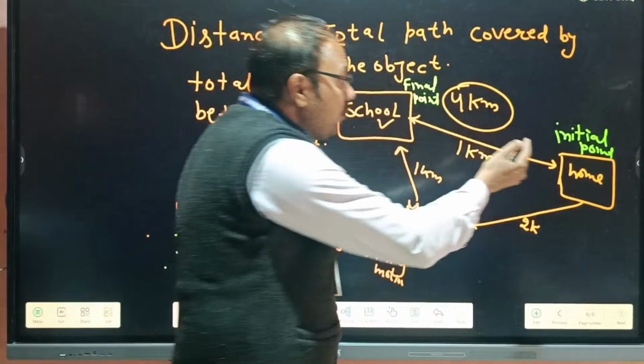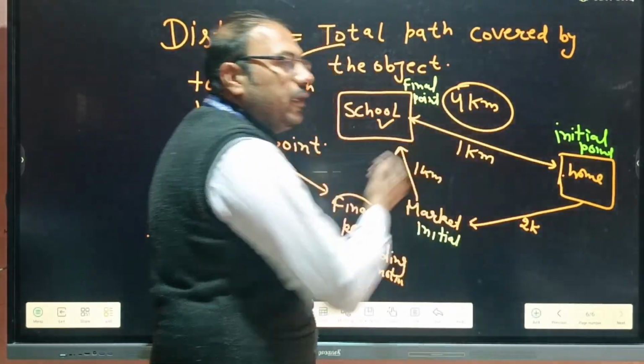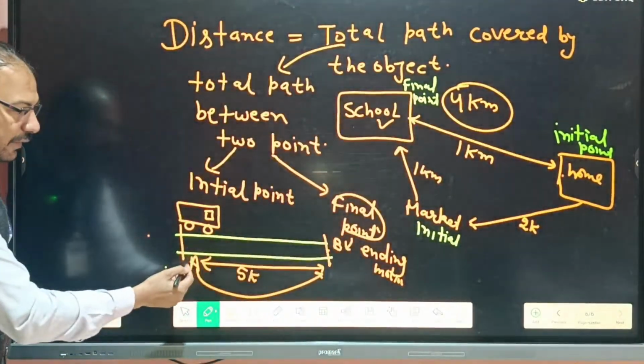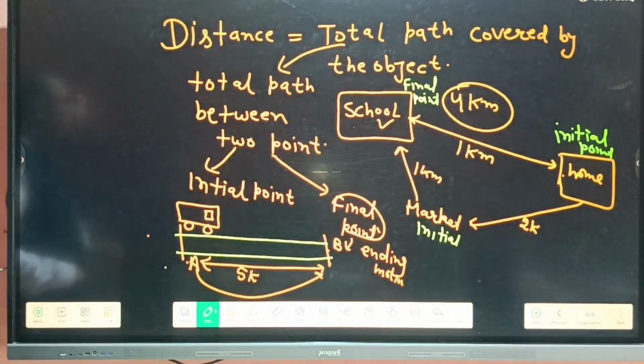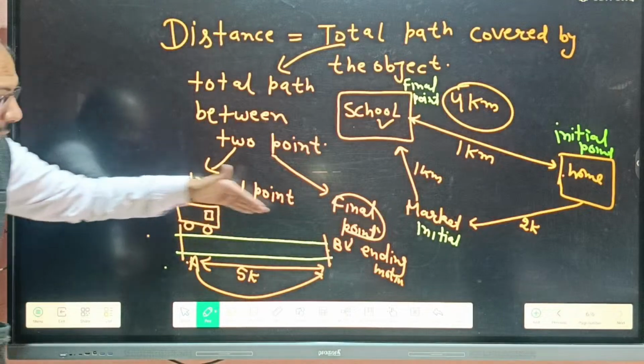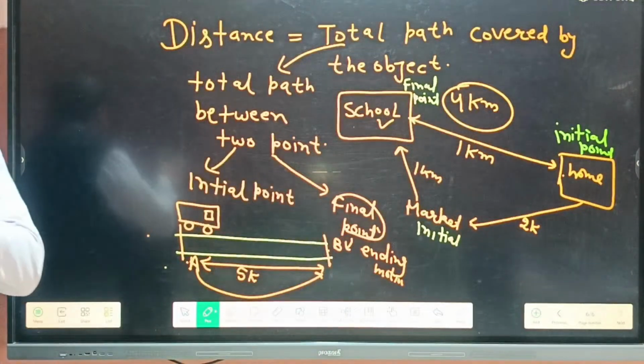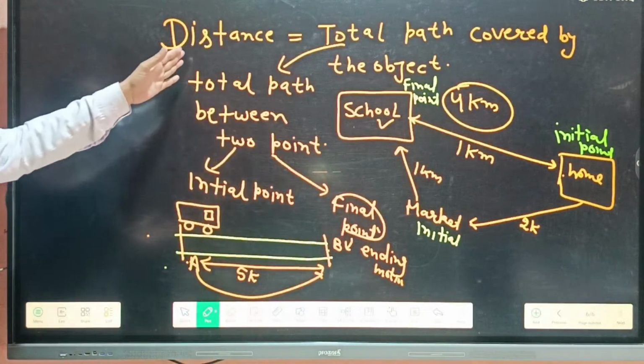So calculate the distance between initial and final. What is it? 1 kilometer. Calculate here the distance between A and B. A is the starting point and B is the final point. How much? 5 kilometers. So what is it? Total path. So the total path between 2 points is known as distance.